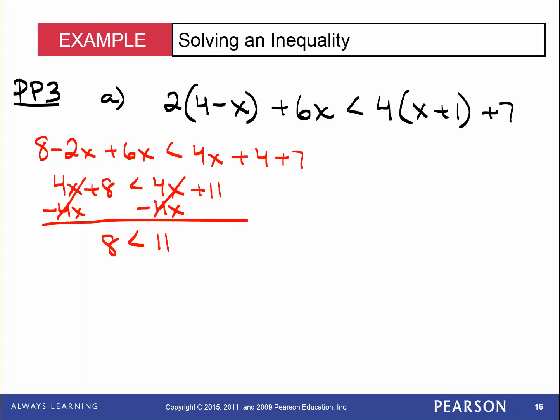So now the x's are gone on both sides, and if that happens to be the case, just like equations, the only question in your mind is, is this true or false? True. Yeah, true. 8 is less than 11. Okay, so that means the answer is all real numbers. No matter what you plug in for x, the left side will always be smaller than the right side.